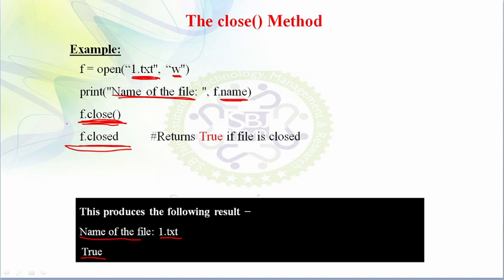So don't get confused between these two things. This f.close() is a function, and this f.closed is an attribute.